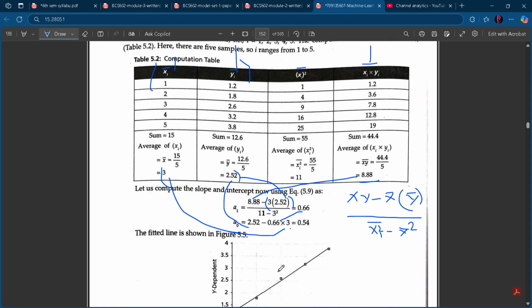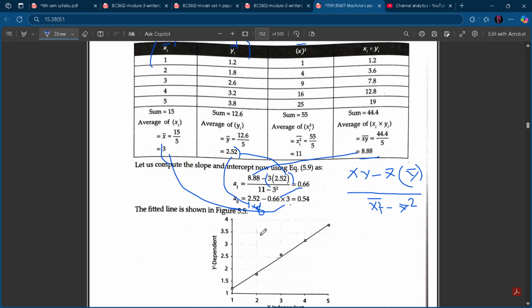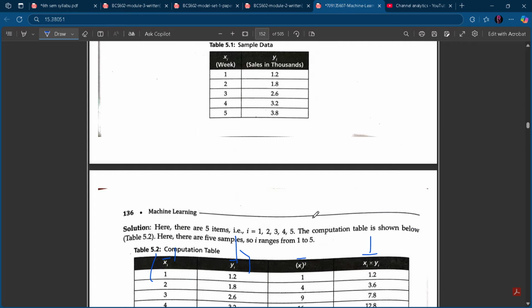It should be 1.98. 2.52 minus 1.98, whatever, you will get 0.54. You can check: 1.98 plus 0.54 will give you 2.52 itself. You got the values. Now see, you got the value of a1 equals 0.66 and a0 equals 0.54. What did we see here?